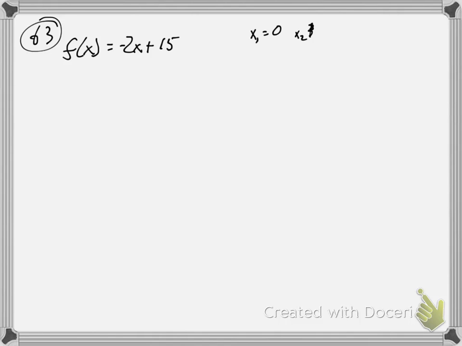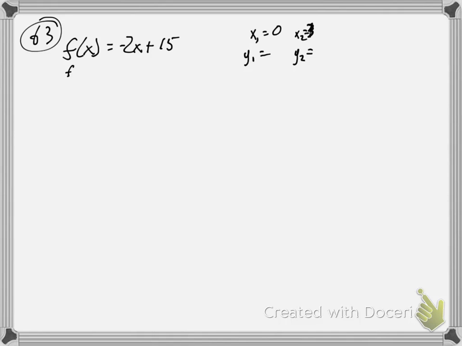It's not one of your homework problems, but 63 looks like this. f of x is equal to negative 2x plus 15. And they want to know what is the average rate of change between x values 0 and 3. Well, first I need not just the x values, but I need y values for this as well. And so I need to plug these in.